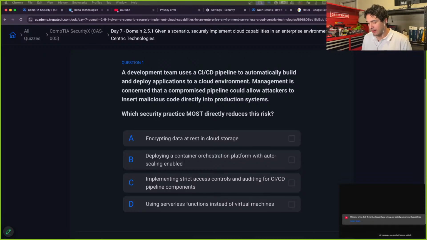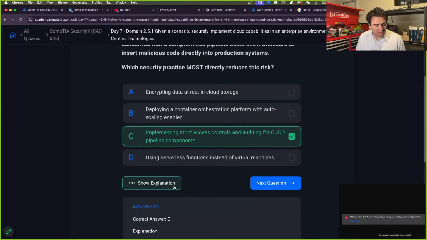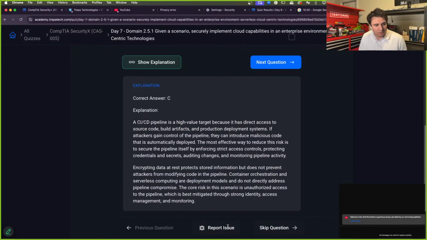So let's go ahead and look at our answers here. Encrypting data at rest in cloud storage, we do that, but that's not necessarily part of the CI/CD pipeline. Deploying a container orchestration platform, no. Implementing strict access controls and auditing for CI/CD pipeline components, that's probably going to be it. D, using serverless functions instead of virtual machines, has nothing to do with this. So I'm going to go with C. Yep, you guys are right: implementing strict access controls and auditing for CI/CD pipeline components.